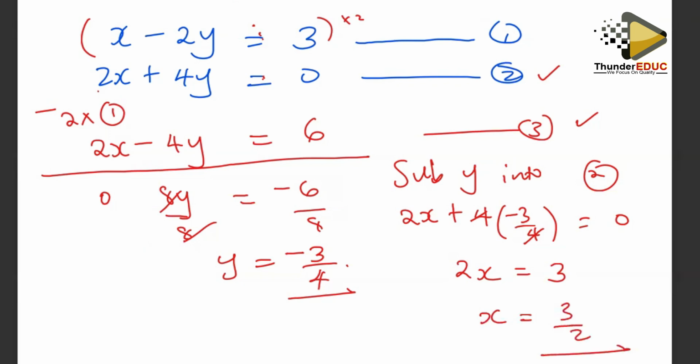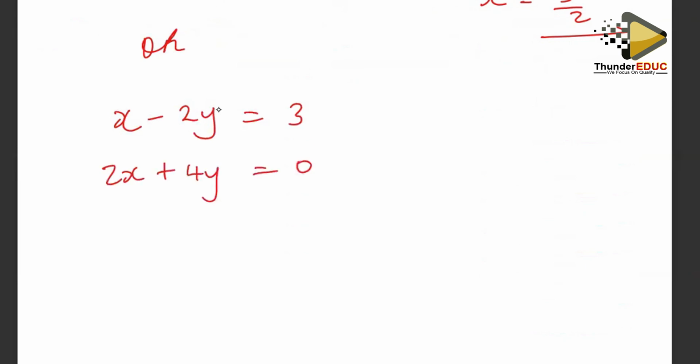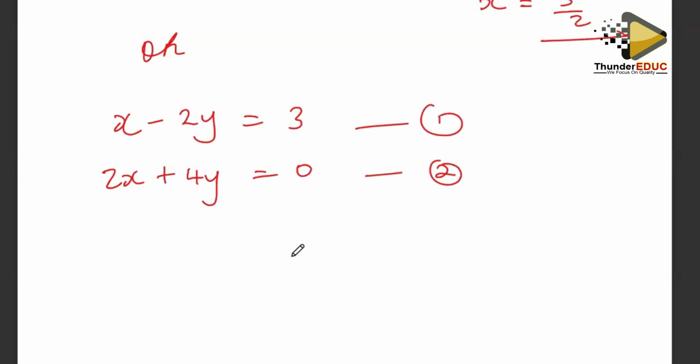So just clinically work with the method that you want to deal with. Step by step, you should be able to get to both answers. So let me use the other method and we see. So it's x minus 2y is 3. 2x plus 4y is a 0. We said equation 1 and equation number 2.